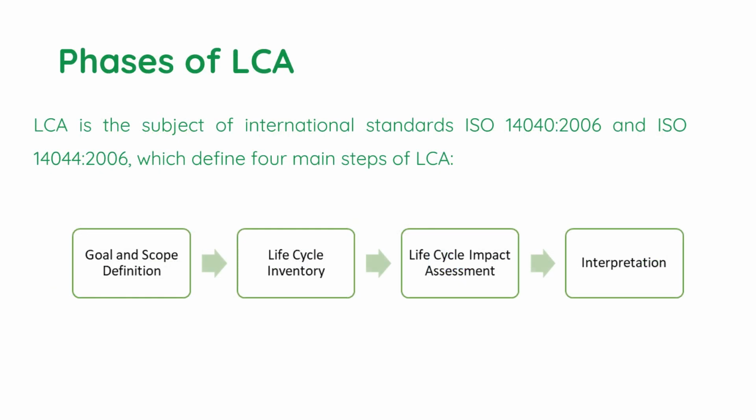Let's move now to the main phases of LCA. LCA is subject of international standards, such as these two ISO that you can see here in the slides, and they define 4 main steps of LCA. First, goal and scope. Second, the life cycle inventory. Third, the life cycle impact assessment. And fourth, the interpretation. We will explore these phases later in our presentation.